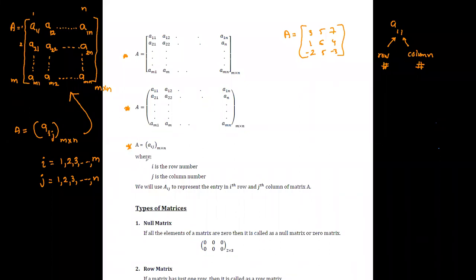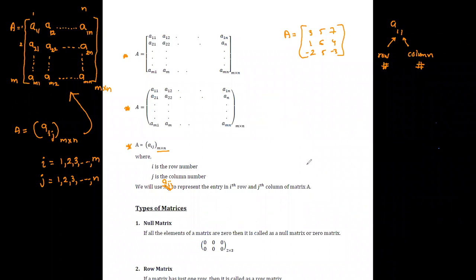Here it is explained as A equals Aij, M by N. It is the order of the matrix, where i is the row number and j is the column number. Here this has to be corrected. It is simple: Aij represents the ith row and jth column of matrix A. This is just for the notations of matrices.